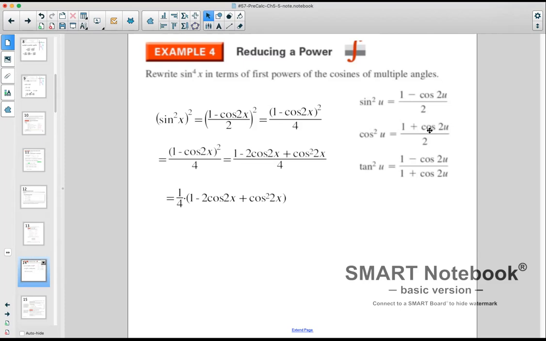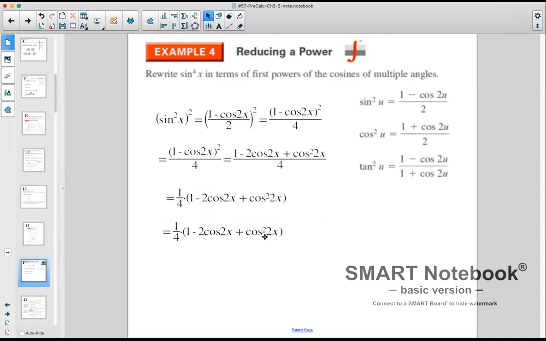The only thing you have to be careful about is that 2x is the angle, so the square or anything won't affect it. And you just plug in this one right here. So everything's the same. Quarter minus 1 minus 2 cosine 2x. And what's this one?